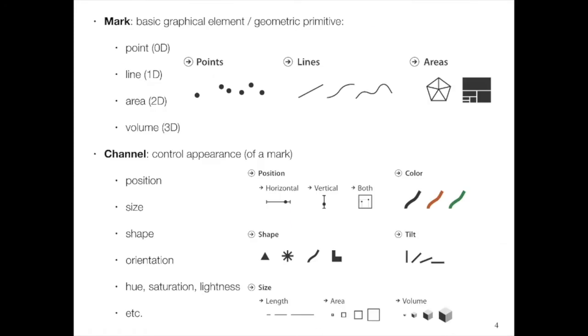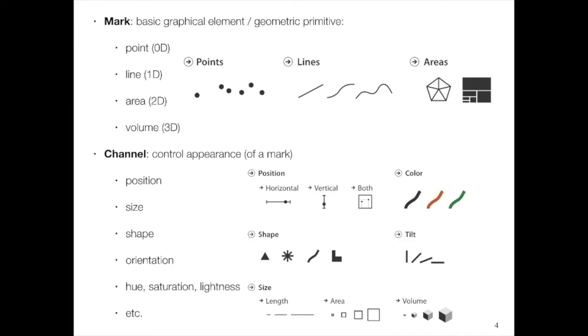Marks are the basic graphical elements that we are using, so they are the geometric primitives. They start at 0 dimensions, which are simple points, and then we can go up in dimensionality, starting with lines, areas for 2D, and even volumes for 3D. And the channels, they control the appearance of the mark.